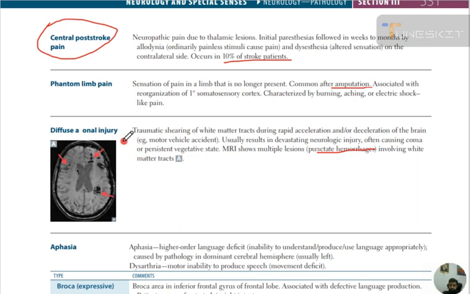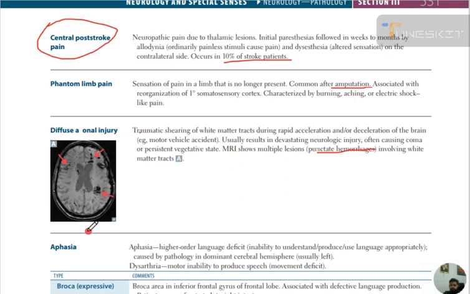Let us see it again. This is a traumatic shearing of white matter tracts during rapid acceleration or deceleration of the brain. Motor vehicle accident. Yes, we have this kind of injury. Back and forth movement of the brain in the skull cavity usually results in devastating neuronal injury, often causing coma or persistent vegetative state. MRI shows multiple lesions, punctate hemorrhages involving white matter tracts. Okay.